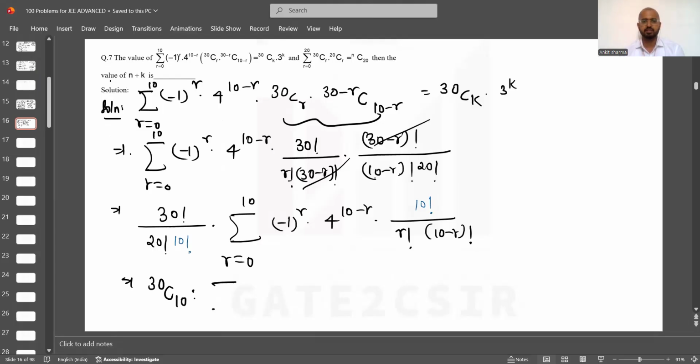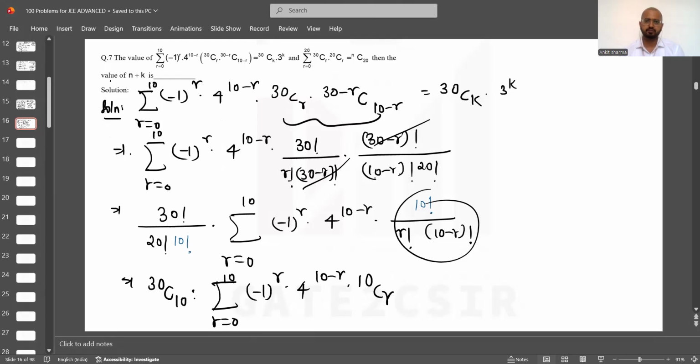Let's go for this. This would be simply the sum over r equal to 0 to 10 of minus 1 to the power r, 4 to the power 10 minus r, and this could be written as 10 Cr. Now if I see this further, this turns out to be 30 C 10, and then this is nothing but the binomial expansion of 4 minus 1 to the power 10. So in this case, I'll have 30 C 10 into 3 to the power 10. Now, since these both are the same, my k would be 10. So k is 10.